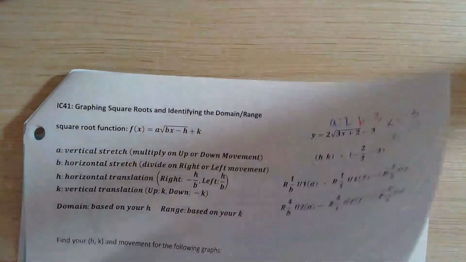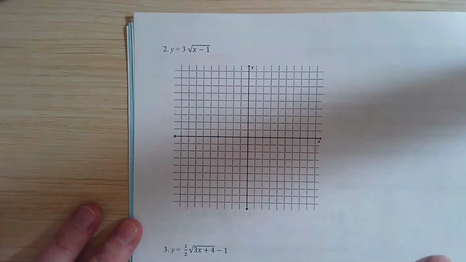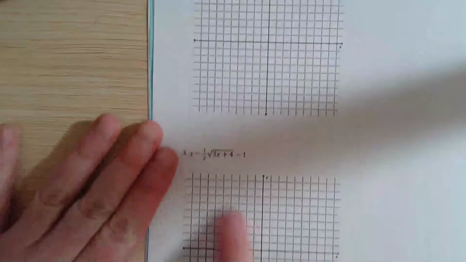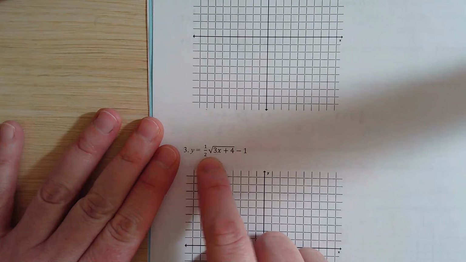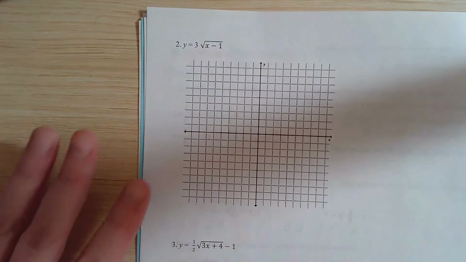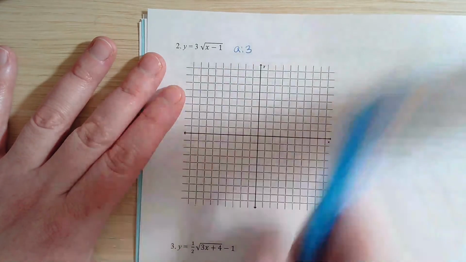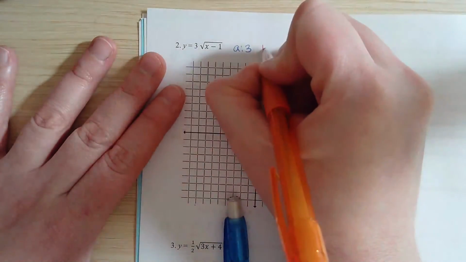Okay. The next two on page 7 of your notes are multiple transformations. This one has 2: you have an H and an A. And this last one here has 4: you have an A, B, H, and K. So I'm going to start with number 2. A is 3. B is 1.